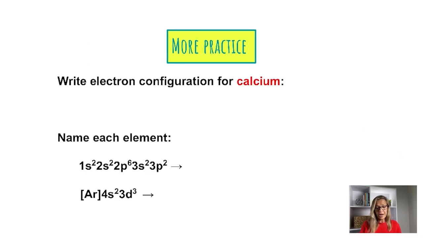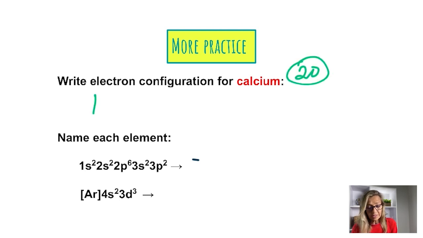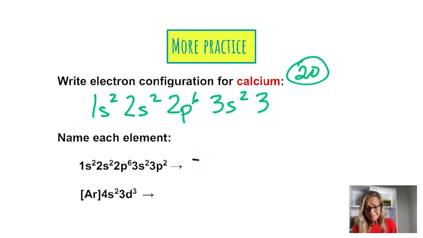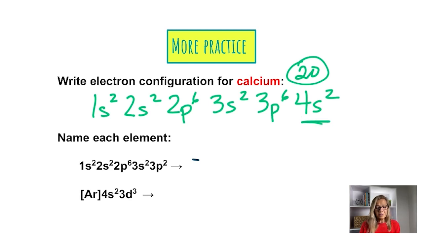All right, a couple more practices. Electron configuration for calcium. Calcium has how many electrons? It has 20 electrons. So here we go. 20 electrons. So I've got 2, 4, 10, 12, 18, 20. Now let me show you how I did that so fast. Look where it ended up, 4s2.